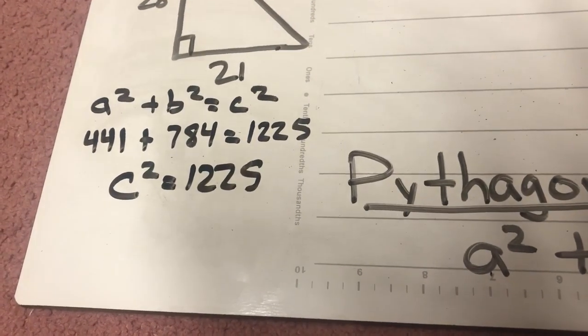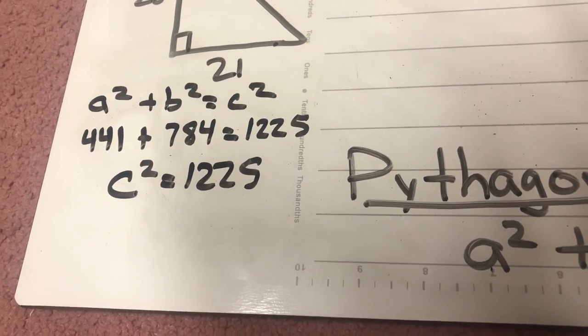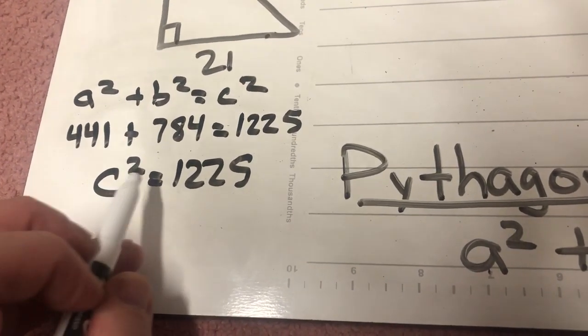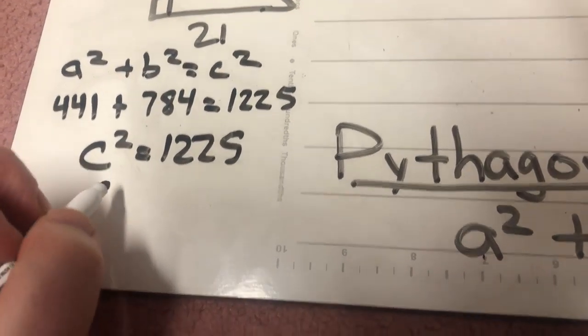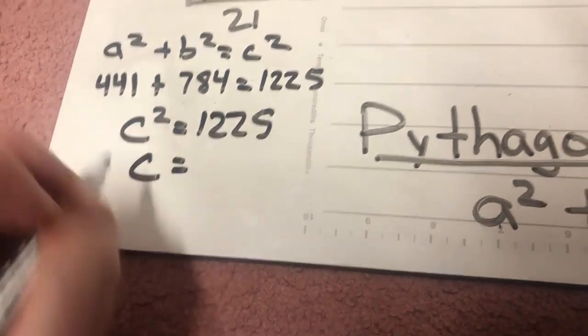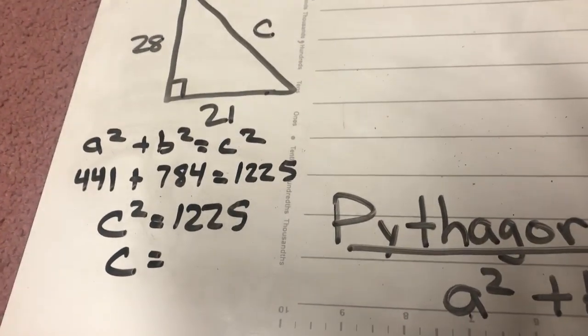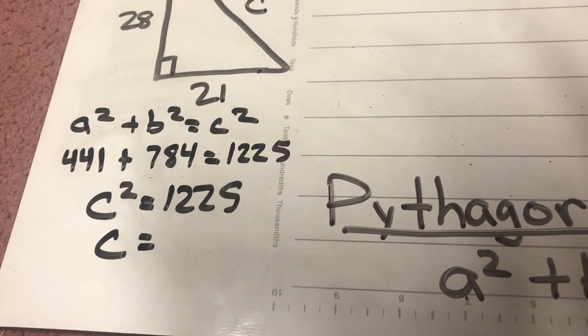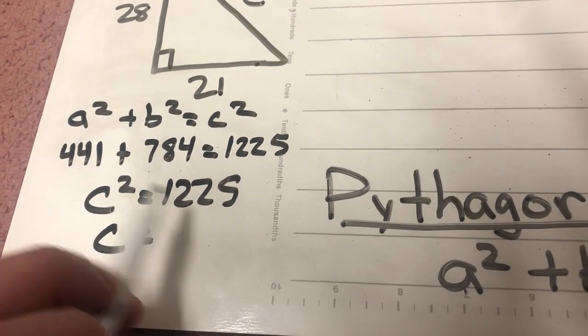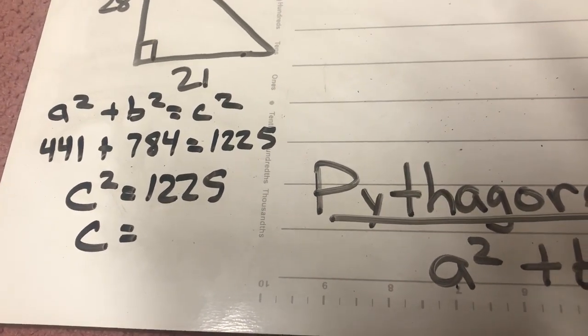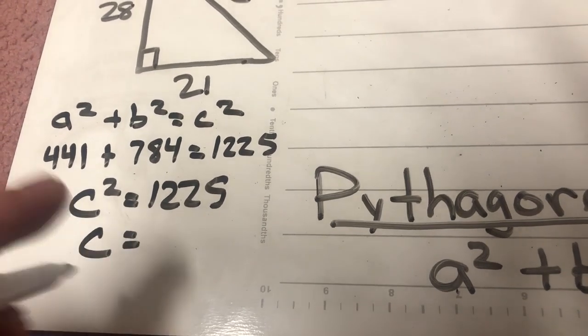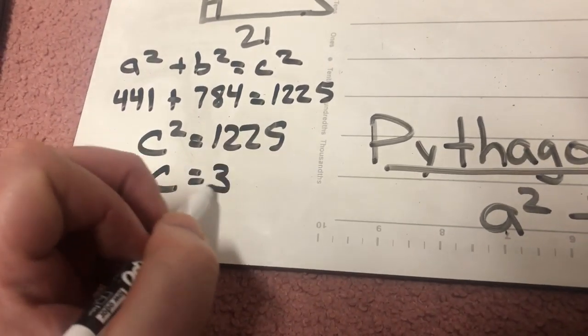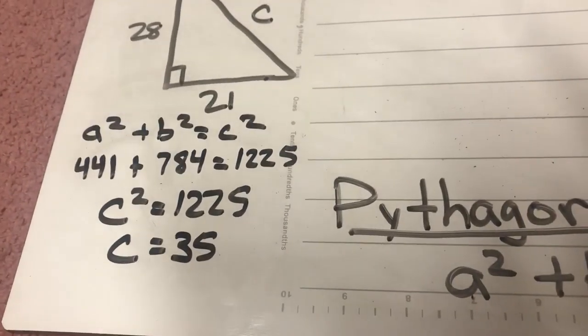So from there, I can establish that c squared equals 1,225. Now, this goes back to what we were talking about yesterday with square roots. I don't want to know what c squared is. I need to know what c equals. That is what I am supposed to solve. So now that I've got 1,225 in my calculator, I'm just going to press my square root button, and I'm going to see that c equals 35. So let's go to the next example.